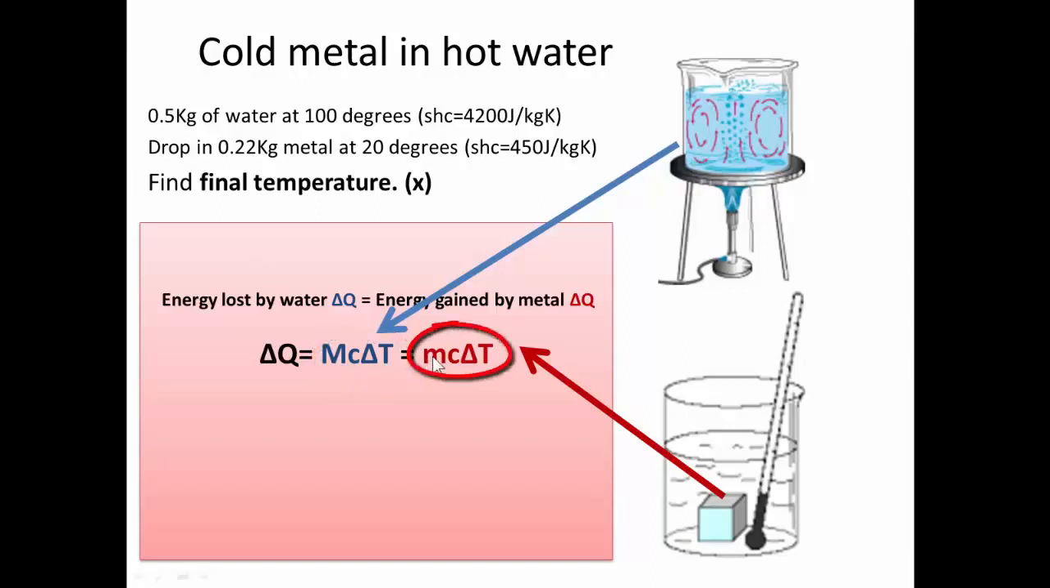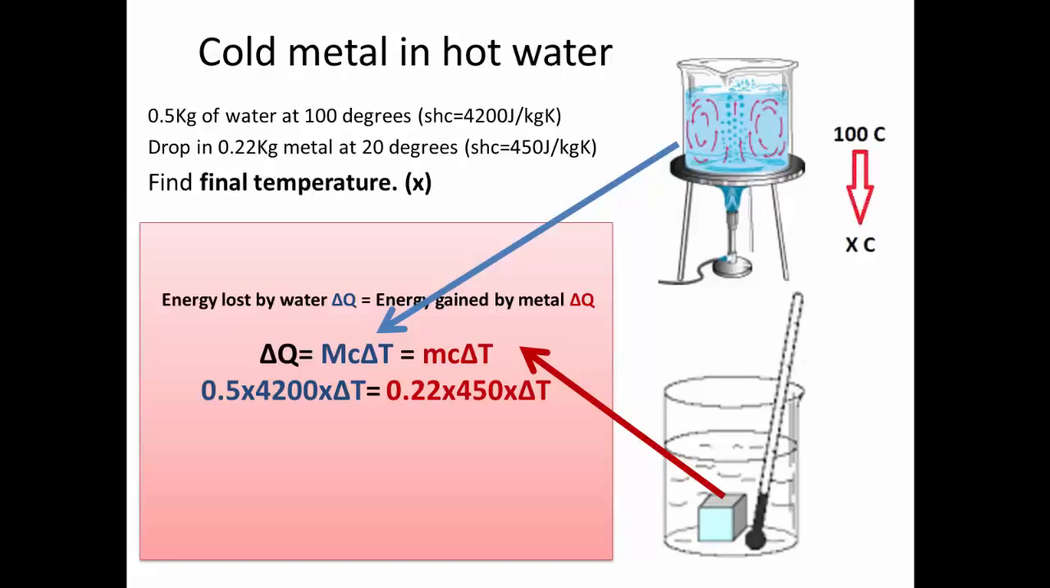The mass of the metal is 0.22. C is equal to 450. And delta T is the change of the temperature of the metal. But these delta T's are different values. So what is going on here? In the water, we start at 100 and we end up at a new temperature, X. With the metal, we start at 20 degrees and we go up to X. Of course, the metal and the water end up at the same temperature.